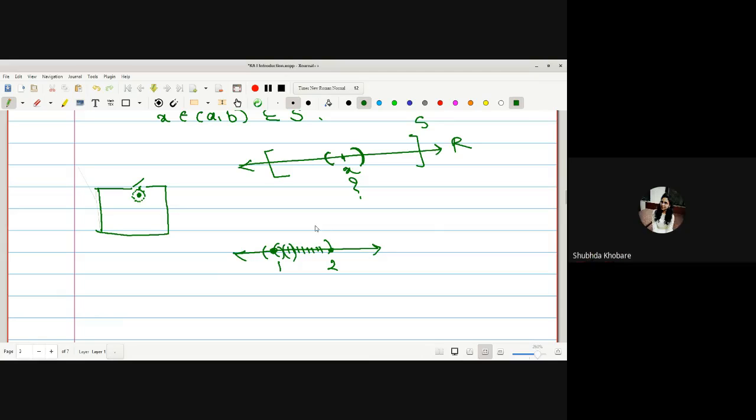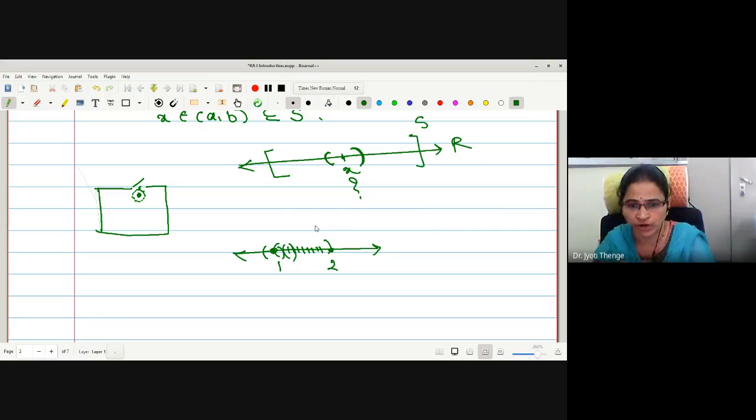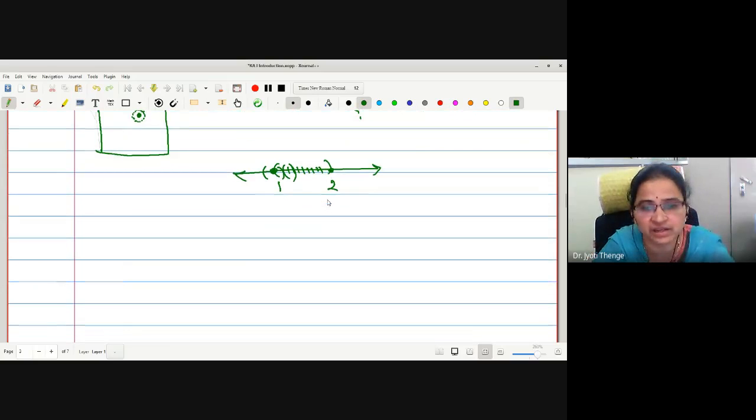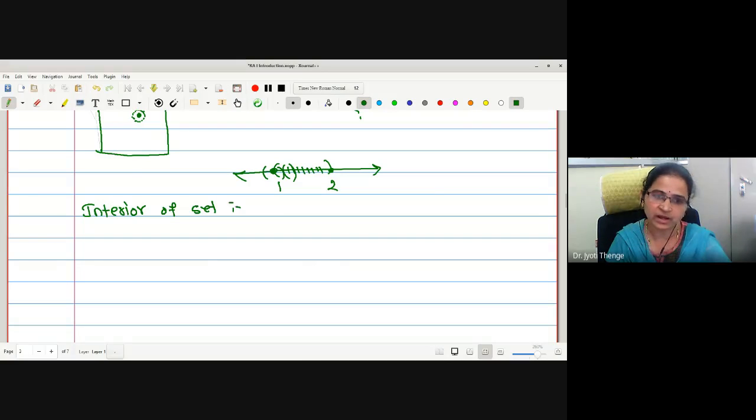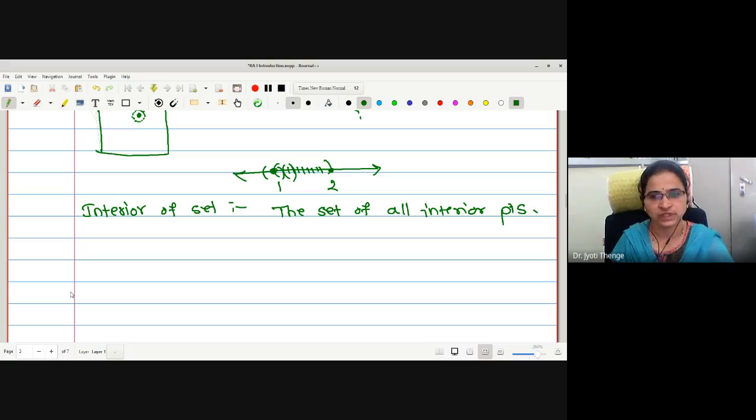Therefore, a point is said to be an interior point if a small neighborhood around x is contained in the set, then only it is said to be an interior point. And the collection of all interior points of the set is called the interior of the set. Correct? The set of all interior points.